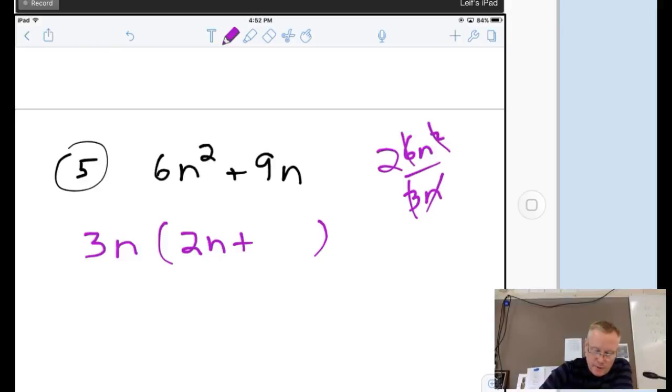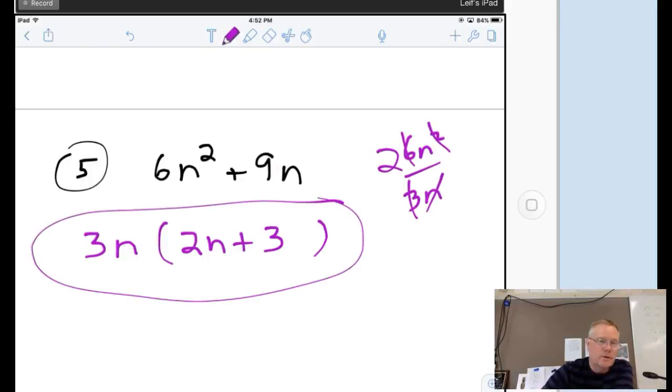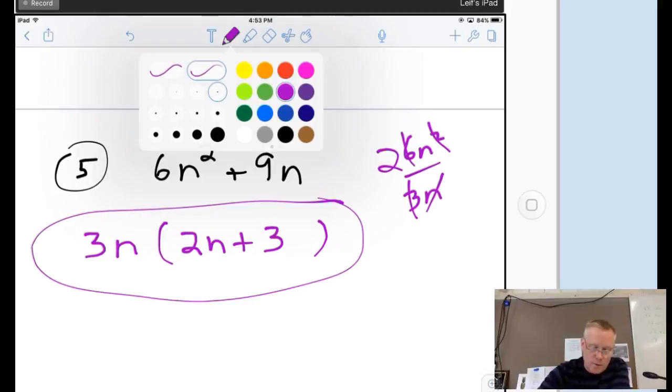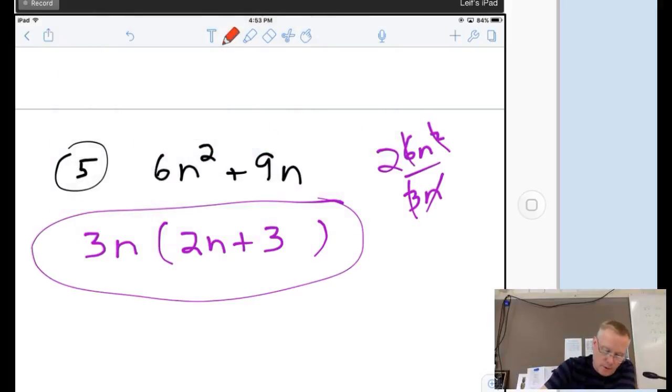9 divided by 3 is 3. I had an n here, but I pulled it outside, which means there's no more n for the second term. And that is my answer. And if you had doubts about that, you could always do distributive property. Multiply that back out and see if you get 6n squared plus 9n. If you don't, you made a mistake and you should go check your work. Okay. In that case, that one works fine.